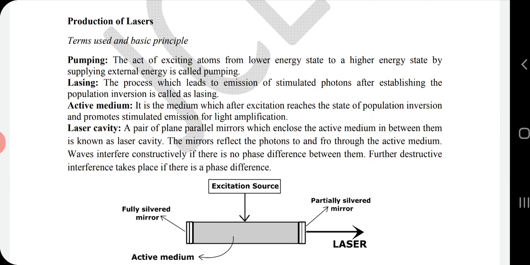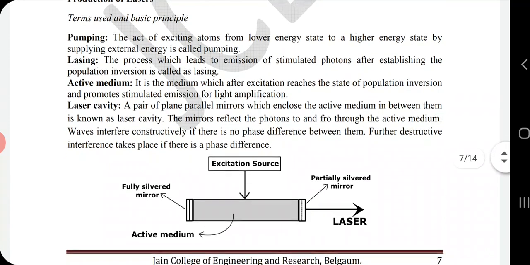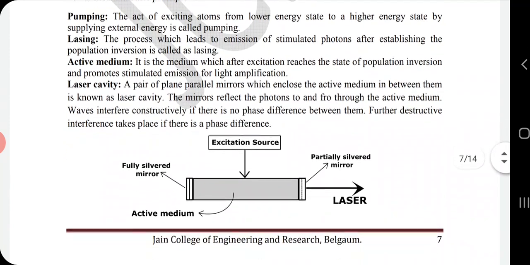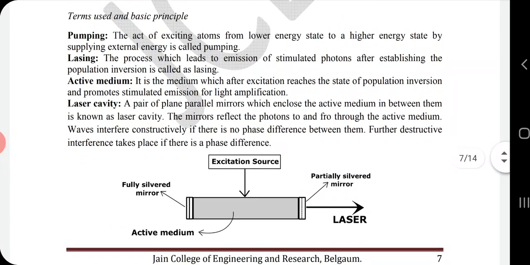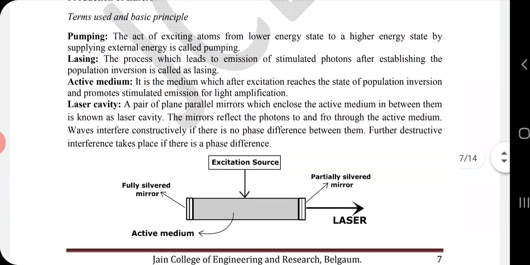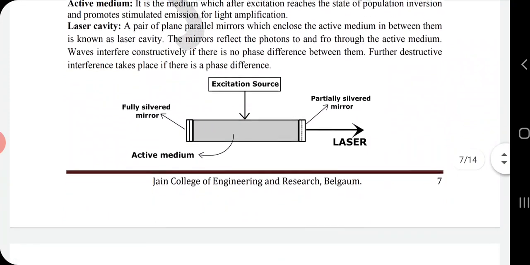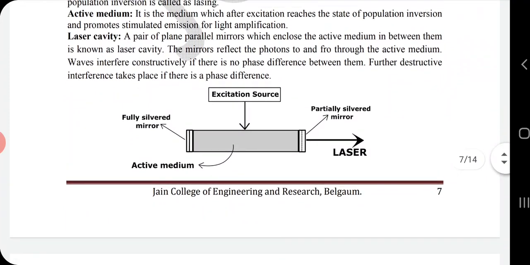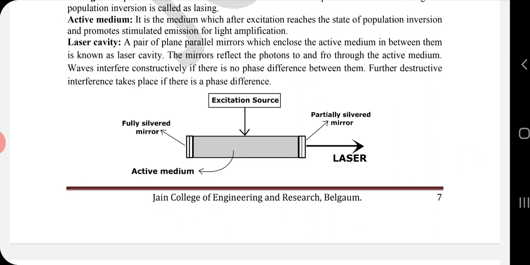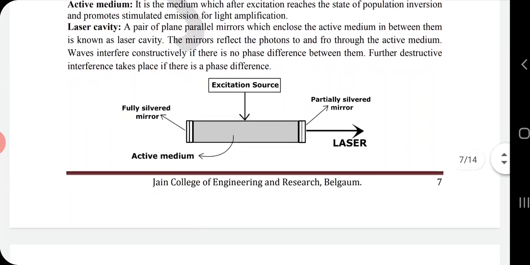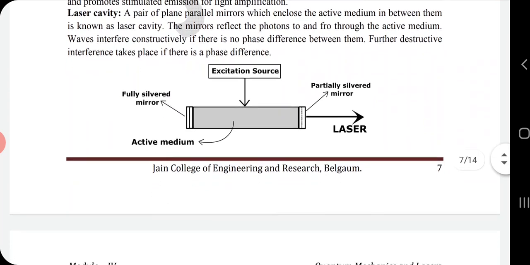What is lasing? What it is emitting, the emission, that is lasing. Active medium is what we fill inside the cavity. Then there is the laser cavity. The laser cavity is where we fill the active medium, and it is fitted with two mirrors: one is fully silvered and the other is partially silvered. Okay, when we supply an excitation source to that, all the atoms go to excitation and start emitting the laser.